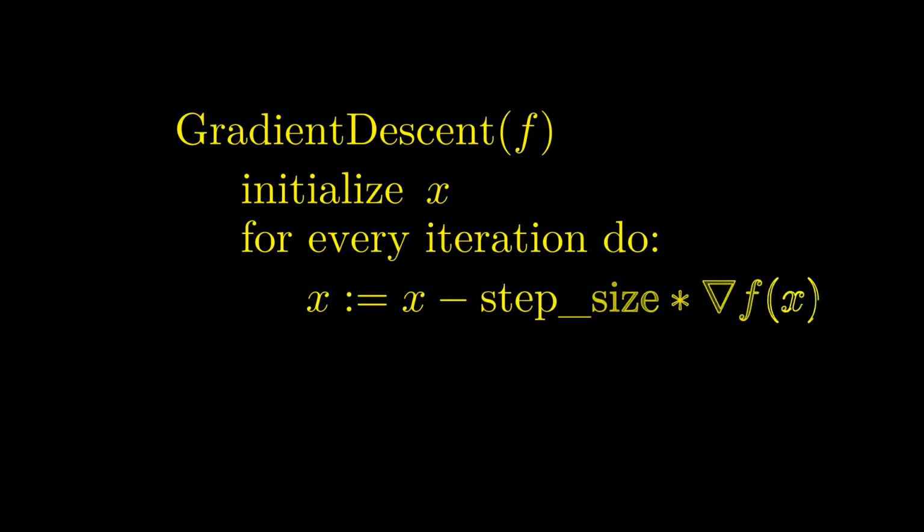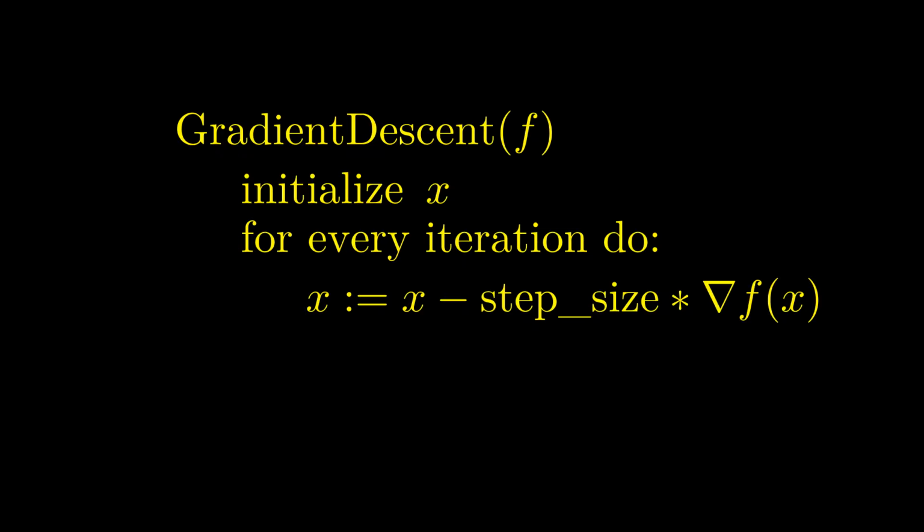We can summarize it with the following pseudocode. We first initialize x randomly, and then we repeatedly take steps in the steepest descent direction. If you want a more detailed explanation of gradient descent, I made a full video on it, which you can watch by clicking on this link.